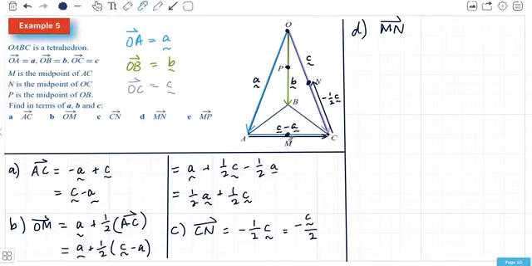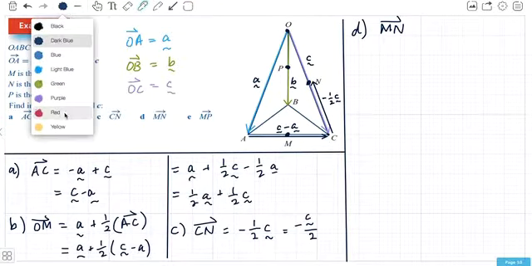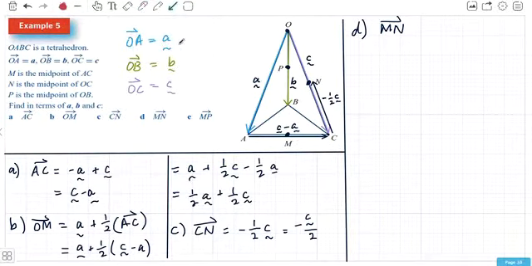D, M to N. M to N is going to start here and go along. Now the thing that we know, and I'll do this in red, we found out this vector here is c minus a. This little part here from m to c would be a half of that c minus a. So that would be the red vector there. So now if we wanted to travel from m to n, we know we'd have this little red vector, so a half of c minus a, and then we'd be travelling this way.